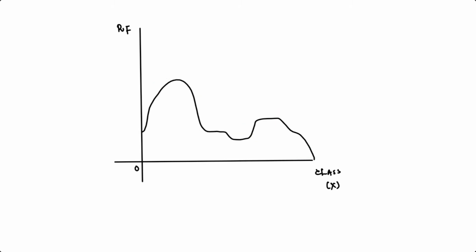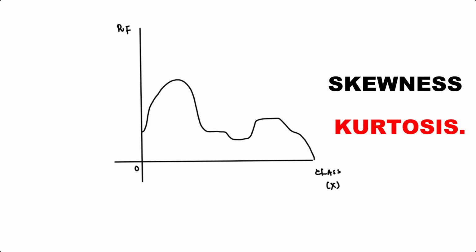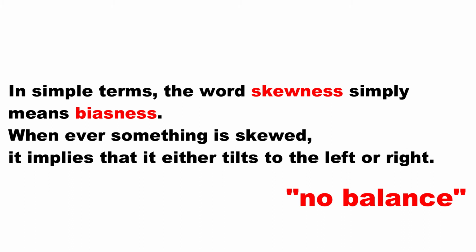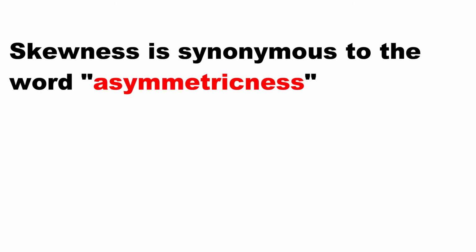Whenever we have a frequency curve of this nature, we can talk about the skewness and the kurtosis of the dataset. In layman's terms, the word skewness simply means a form of bias in statistics. Whenever something is skewed, in simple terms, it implies that that thing is tilting either towards the right or towards the left. That is, there is a form of bias. That is, there is no balance, in quotes. So skewness is synonymous to the word asymmetricness.